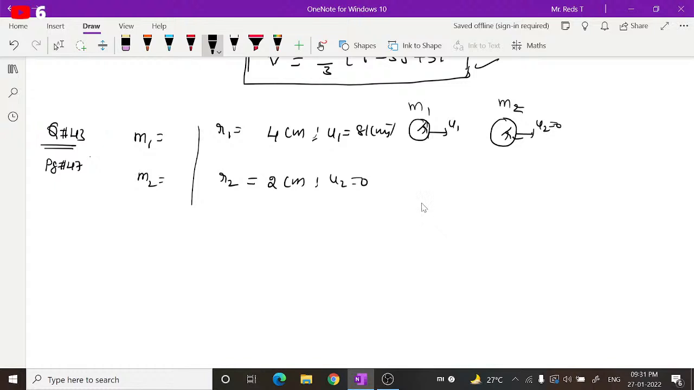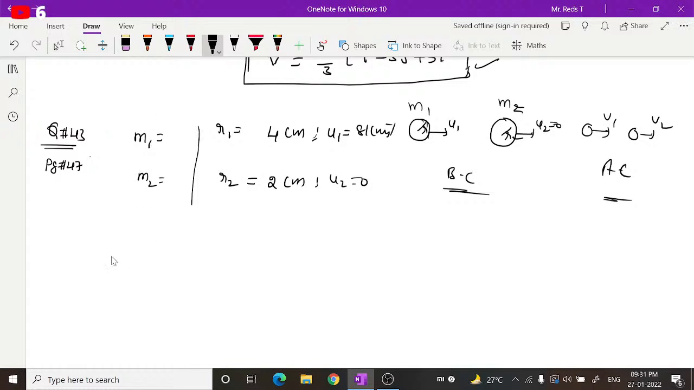Now this is an elastic collision. In case of elastic collision, they will have different velocities. This is before collision. After collision, they may move with velocities v1 and v2. So what are v1 and v2? We have to remember the formulae related to final velocities after collision, guys. And what are the final velocities after collision?